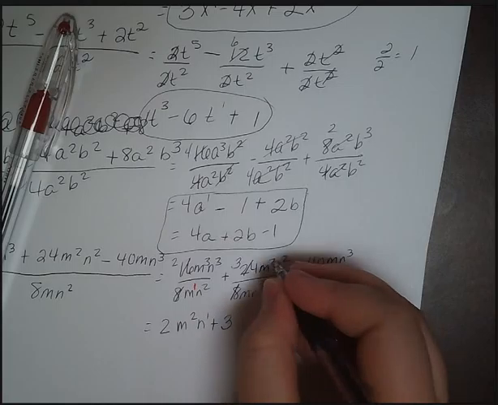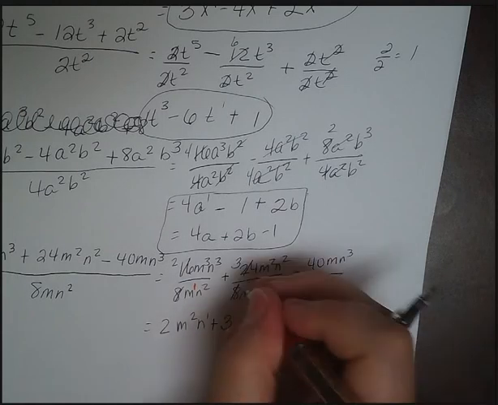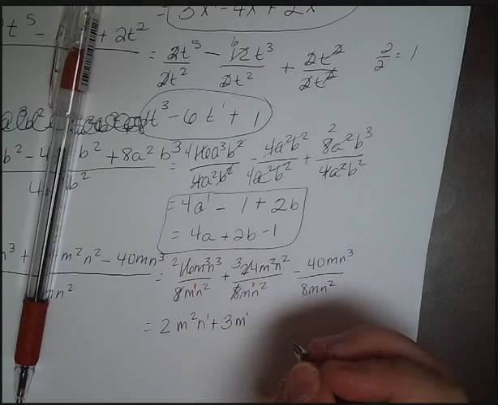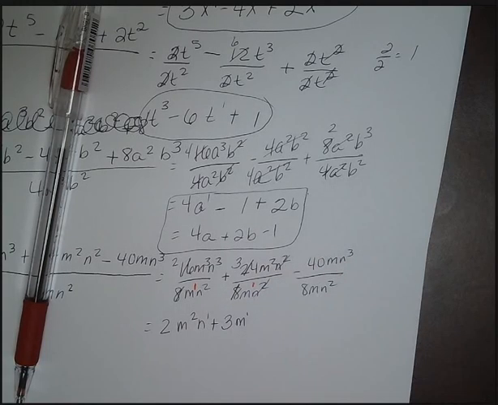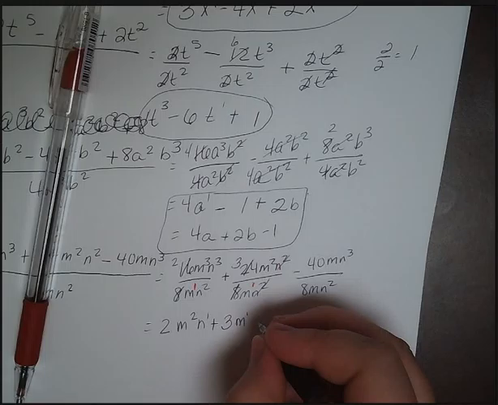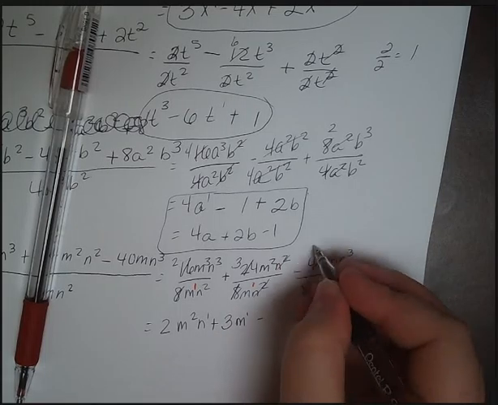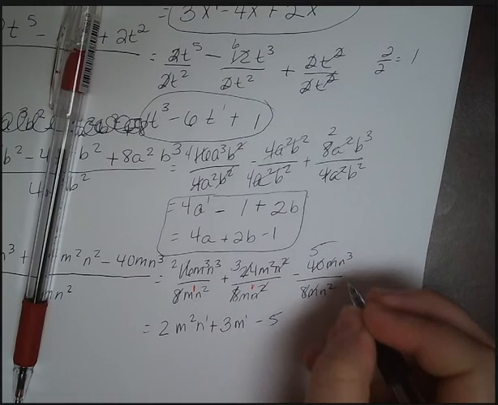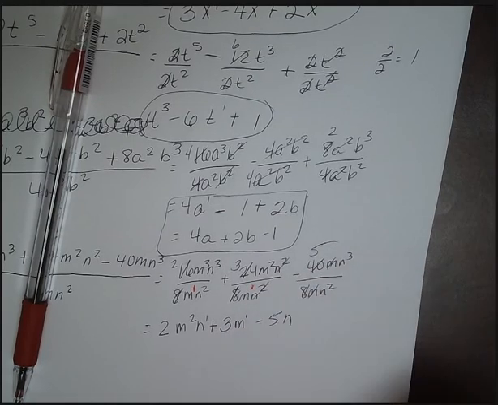M squared divided by an m to the first is going to leave you with an m to the first. Those n squareds are going to cancel. Minus 8 goes into 40 5 times. The m's cancel, and you're left with just an n. Okay?